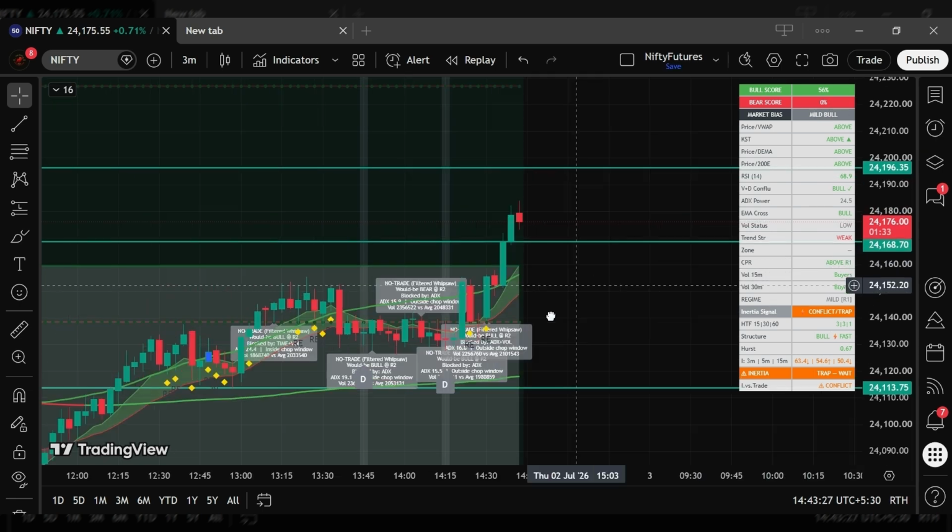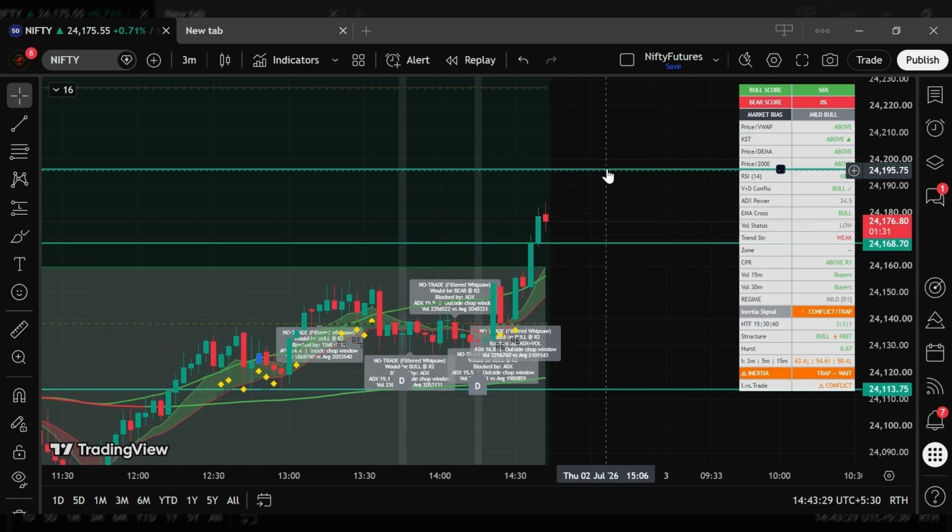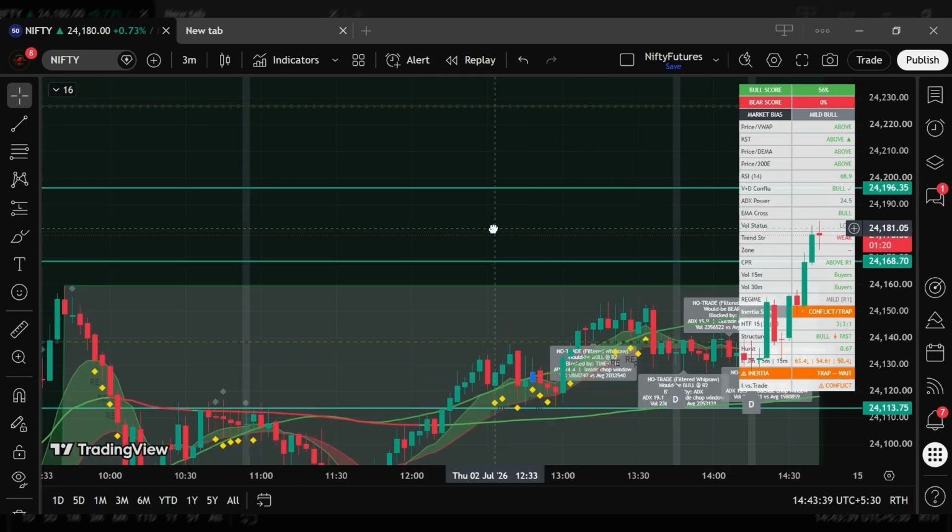Anyways, let me wait for this level 24,196, and I'll be closing my 25% trade, and the remaining 25% will be left to continue for tomorrow.